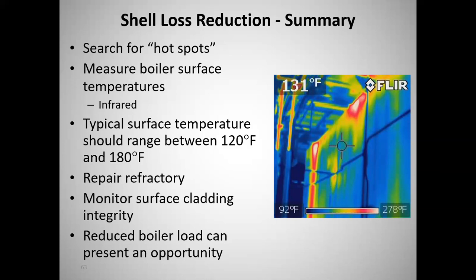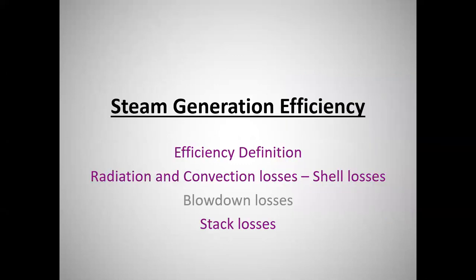In some cases, if it gets too hot over a period of time, it will actually burn a hole in the side of the boiler. You can have the hot gases coming out, which is not particularly good, so you've got to be a little careful. Spots like that really don't represent that much of an energy loss. That's more of a maintenance item that needs to be attended to. As we say, you should expect 120 to 180, depending on how good the insulation and refractory is on the boiler. So reducing boiler load can present an opportunity. Okay, so that's the radiation convection losses.